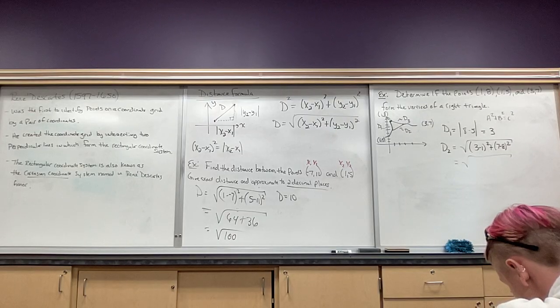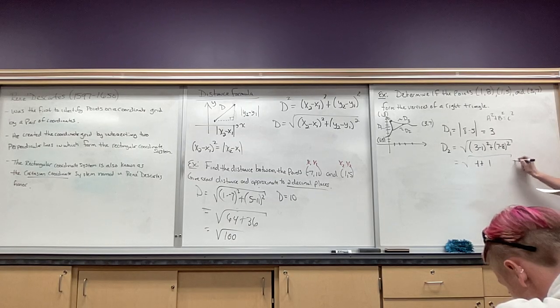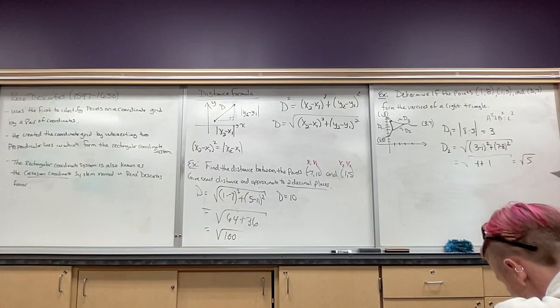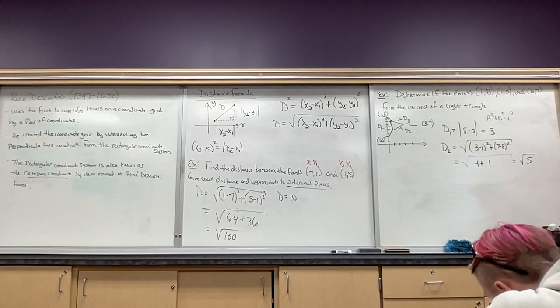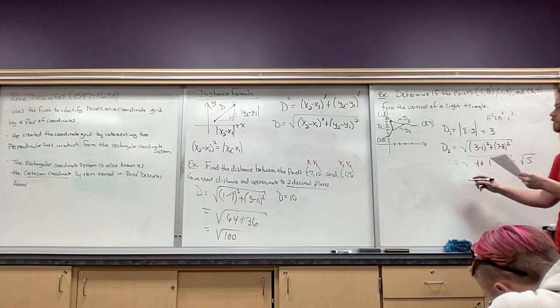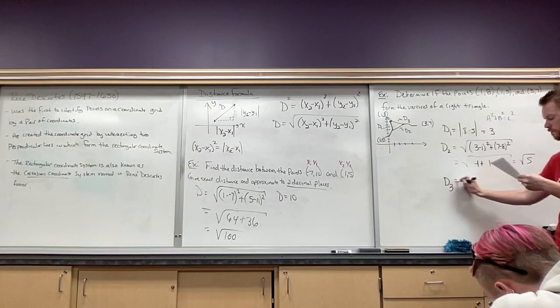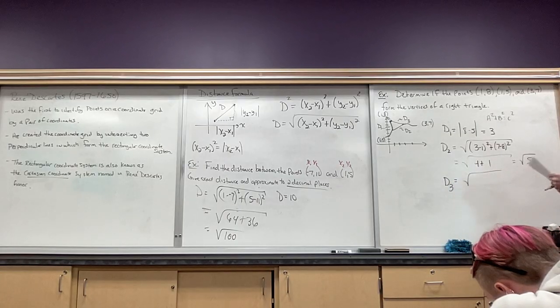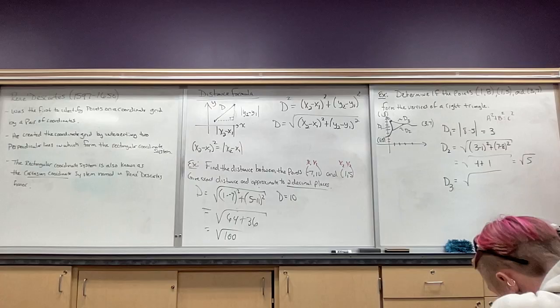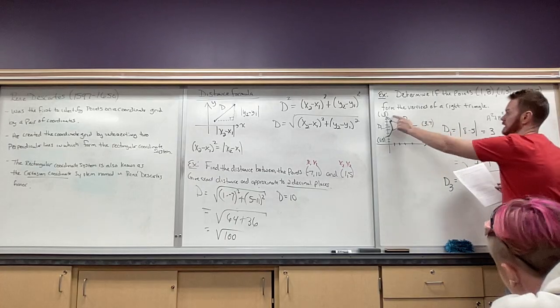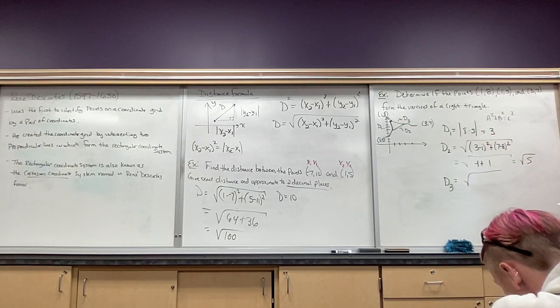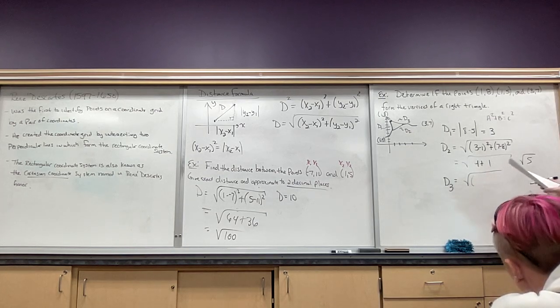Okay, so this will give me a 2, squaring it gives me 4, that gives me a 1, squaring it gives me a 1, so that's just square root of 5. And then for distance 3, okay, so that's going to be 1, 8, and a 3, 7. So you can kind of see why you want to draw the picture. You'll be able to keep the points in the correct order there. Just makes it a little easier.